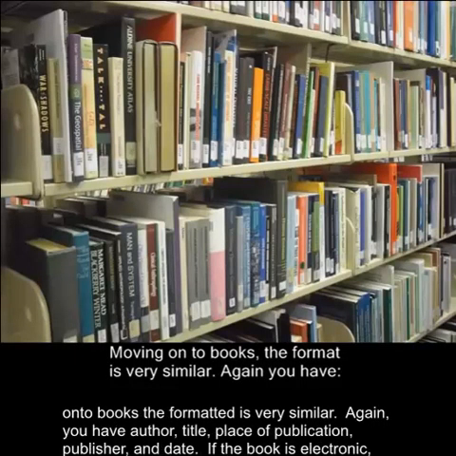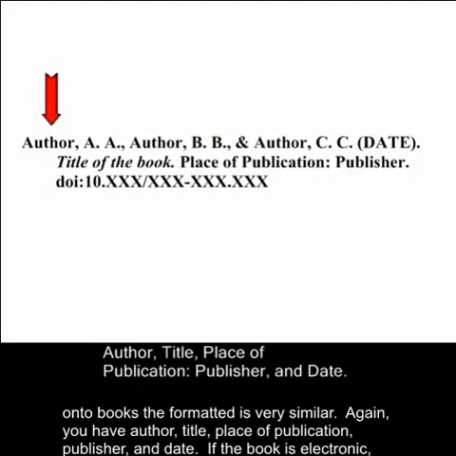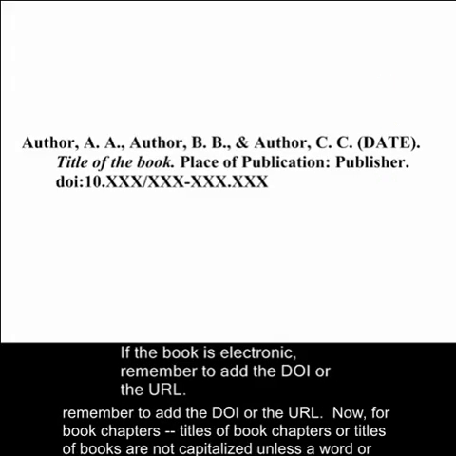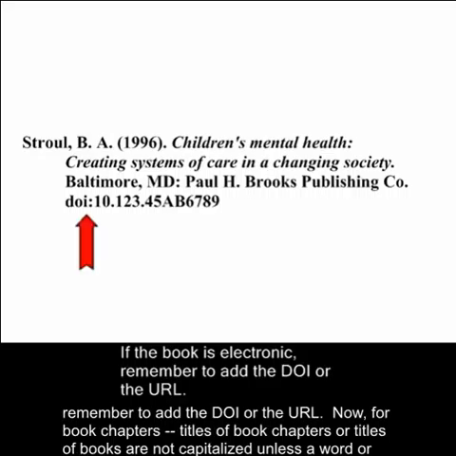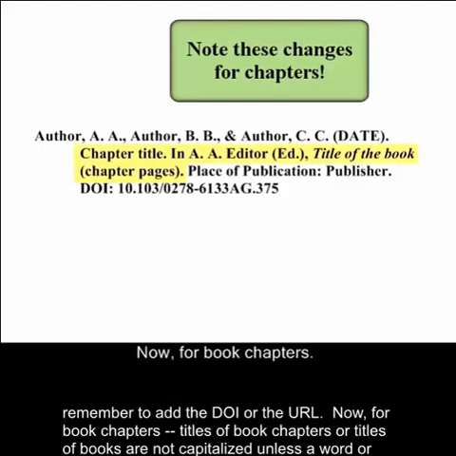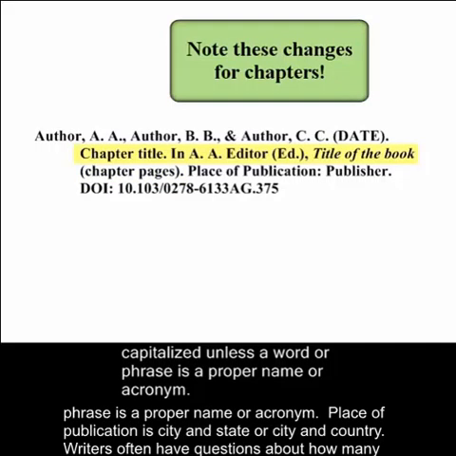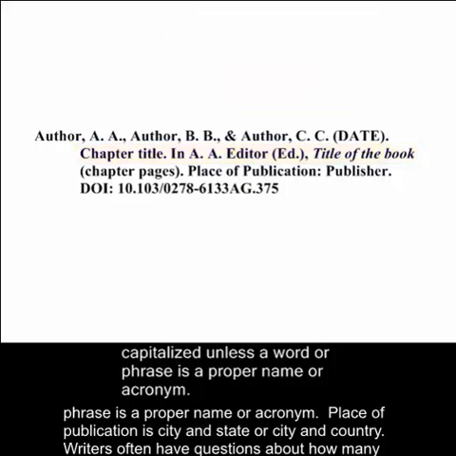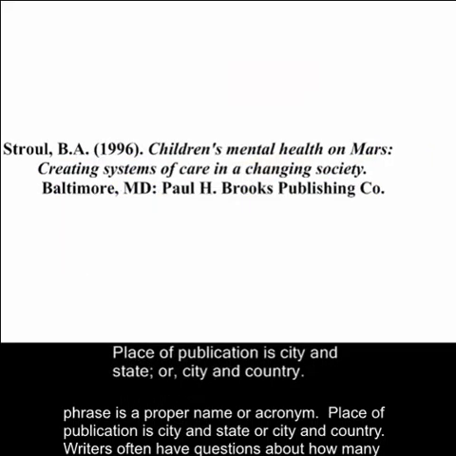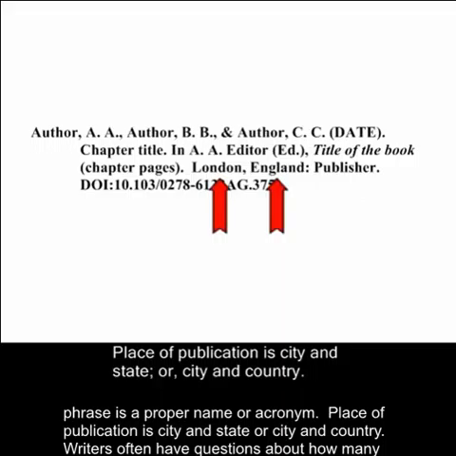Moving on to books, the format is very similar. Again, you have author, title, place of publication, publisher, and date. If the book is electronic, remember to add the DOI or the URL. Now for book chapters. Titles of book chapters or titles of books are not capitalized unless a word or phrase is a proper name or acronym. Place of publication is city and state, or city and country.